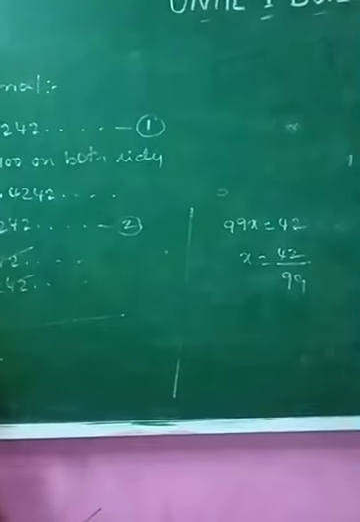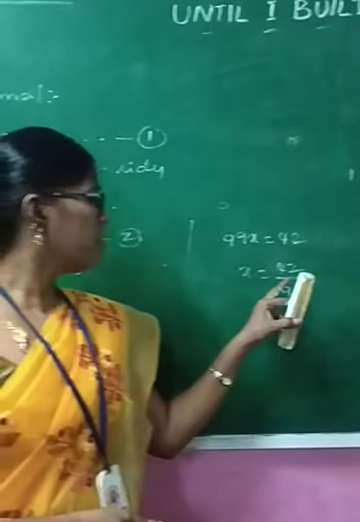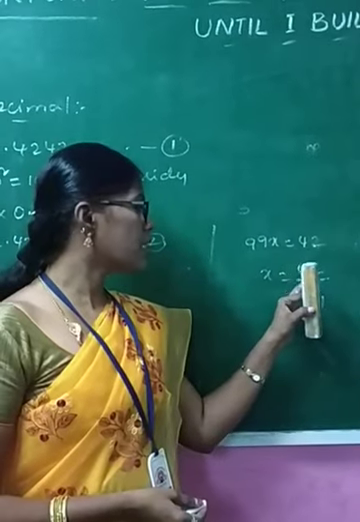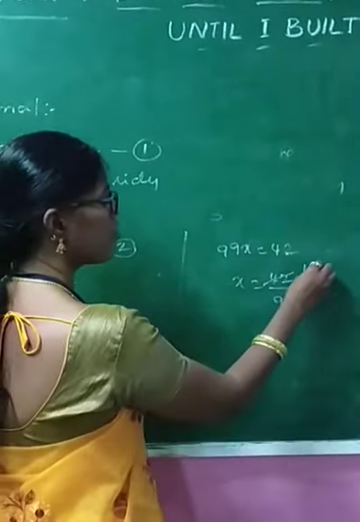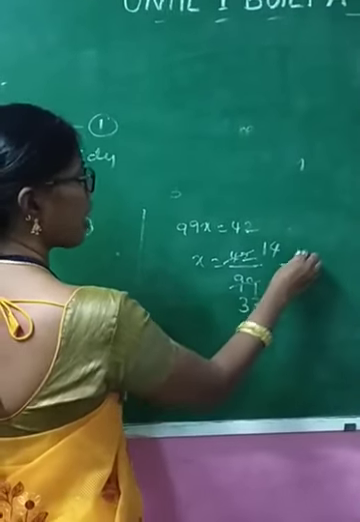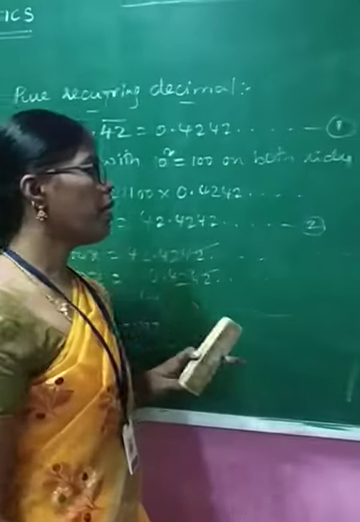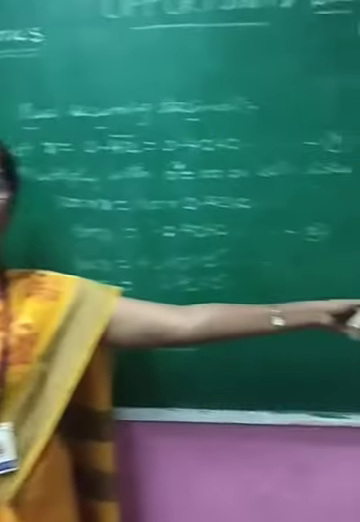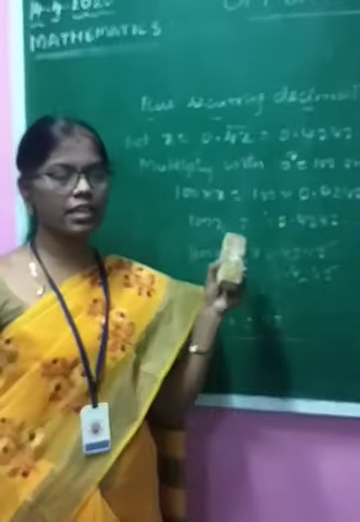Can we write it in simplest form? We have to see. Here if you observe, 2 doesn't go into the denominator. With 3, does it go or not? We have to check. 3 ones are 3 and 3 fours are 12. Here 3 threes are 9, 3 threes are 9. Then we can simplify it. So 14 by 33. So the P by Q form of 0.42 recurring is nothing but 14 by 33. You had learned this method in 8th class also.